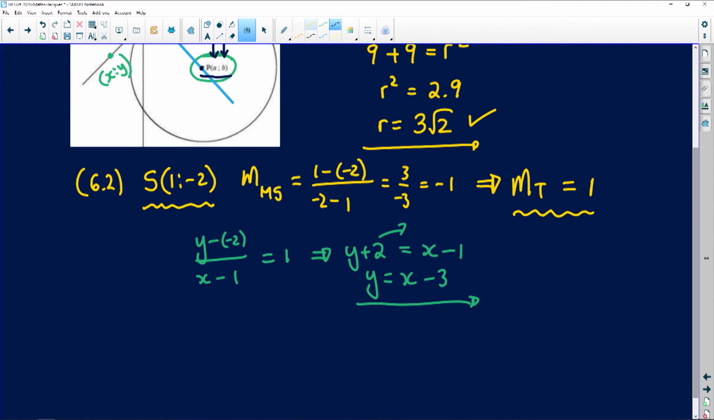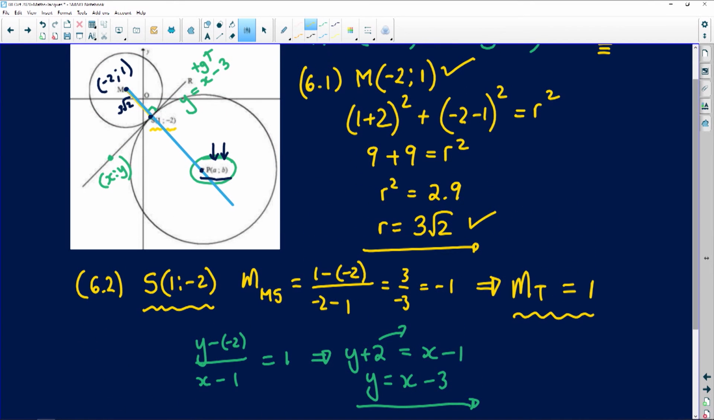Okay, let's read on. Let's see if that's necessary. They say, okay, they touch externally. SR is a tangent to both circles, and now they give us some interesting information. They now say to us for 6.3 that MS to MP is the same as 1 to 3. So let's see what that means. That means this little line here, the ratio between that and this distance is 1 to 3.